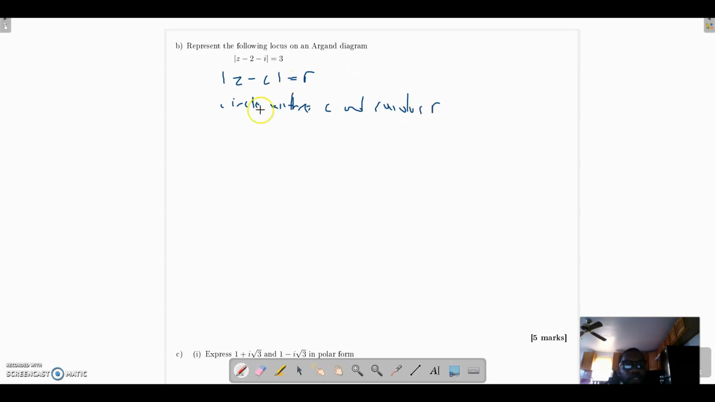Good. So we need to have it in the form z minus c. So I'm going to write it as the modulus of z, we factor out the minus, we're going to have 2 plus i, and this is equal to 3. All right. So I know that the center of the circle is 2, 1, and the radius is equal to 3 units. So we need a circle with the center 2, 1, and then of course the radius being 3 units.